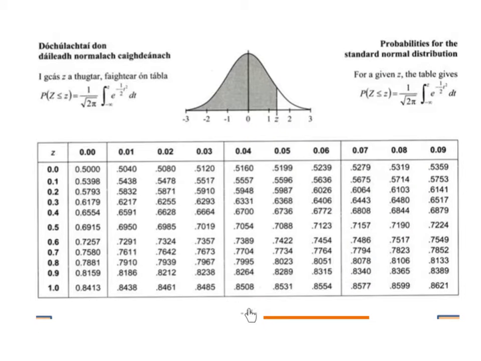So this is page 36 of our tables. We can see at the top right hand corner it says probabilities for the standard normal distribution. So here we can see our curve and we can see a massive table of z-scores. So z goes from 0.0 down to 1.0 in this column here, and from 0.00 across to 0.09 in this row.